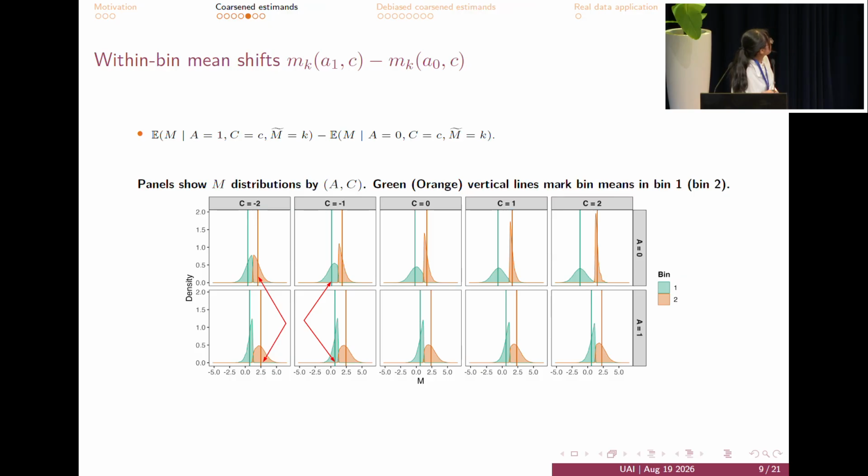So we can see the mediator density in different covariate levels and in different treatment levels. The two colors show two bins. The vertical line marks the within-bin mean, and the distance between two vertical lines in the same column with the same color shows the within-bin mediator mean shift.